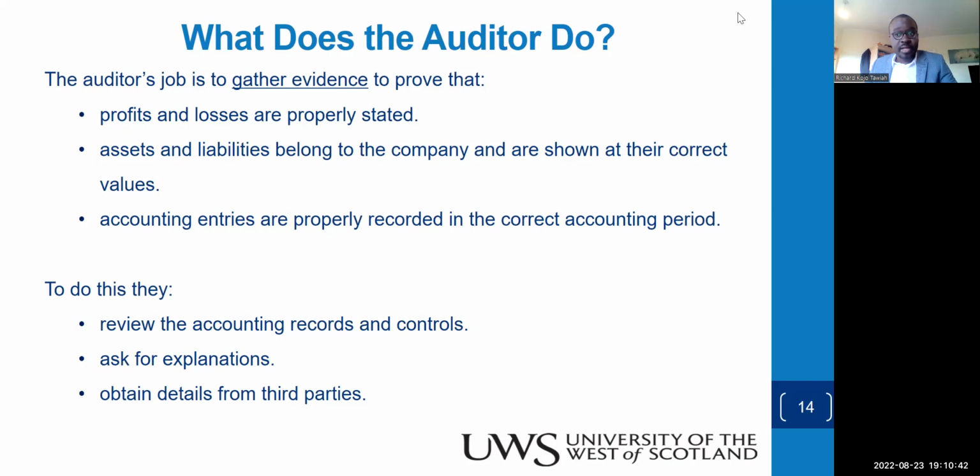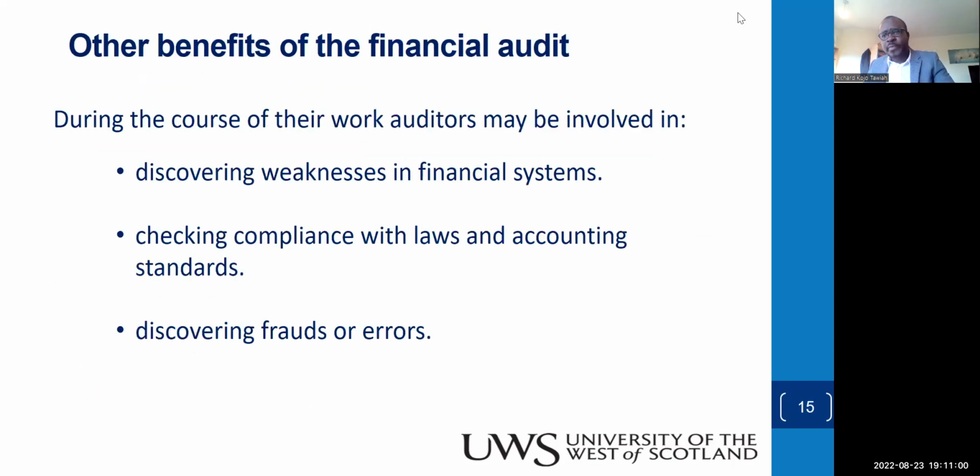So to do this, they must review the control systems, the accounting records. They need to ask for explanations. They need to consult third parties, go to the bank, write an independent confirmation letter to the bankers of the company, ask them whether this money that the company is reporting is actually true. Talk to the debtors outside, talk to the creditors outside, let them check and see whether what the company has reported is true. I'll give you an example of a scandal that occurred.